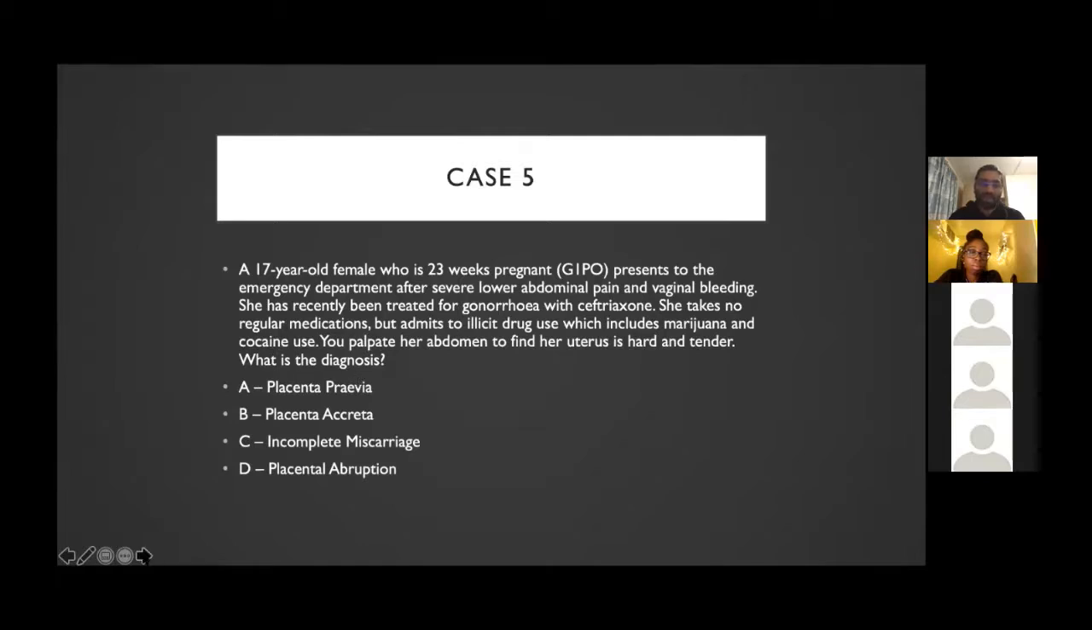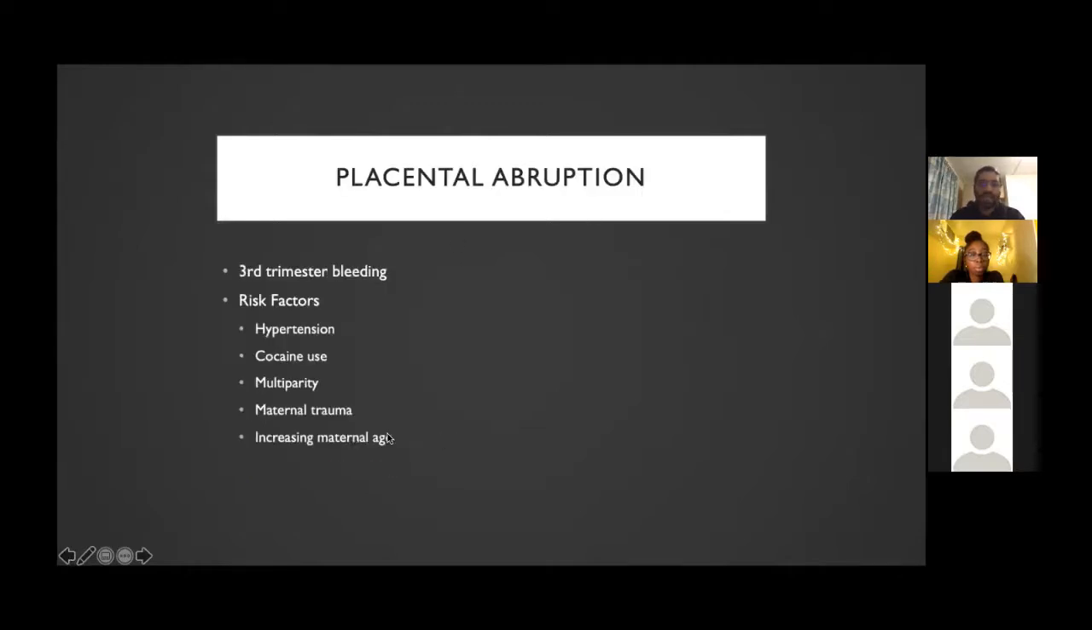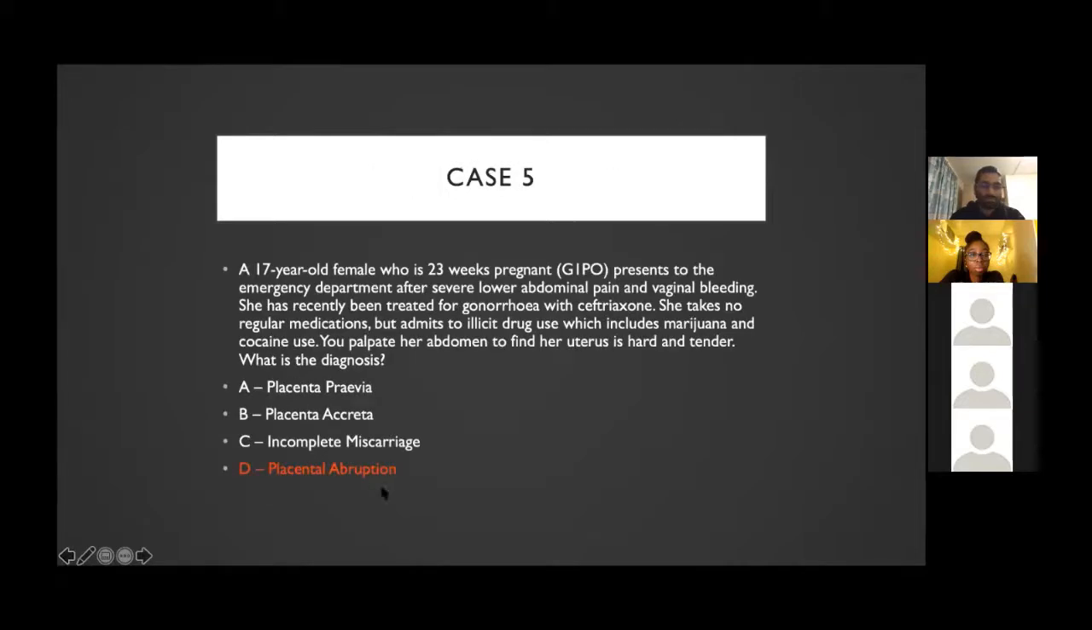the answer actually is a placental abruption. If we think of placenta previa, as I said, generally it's diagnosed at 32 weeks in the third trimester, so she wouldn't have placenta previa at 23 weeks. With an incomplete miscarriage, like I said, she'd be passing clots, and it's generally less than 20 weeks, so it wouldn't be an incomplete miscarriage. So then you're left with placenta accreta or a placental abruption.